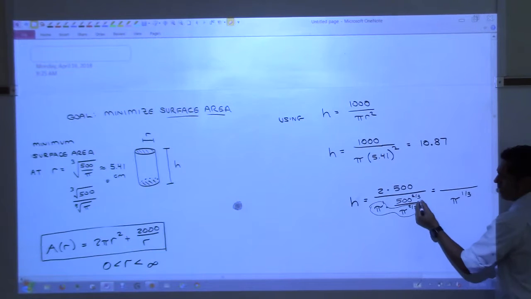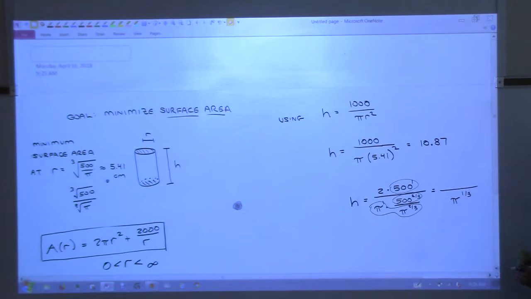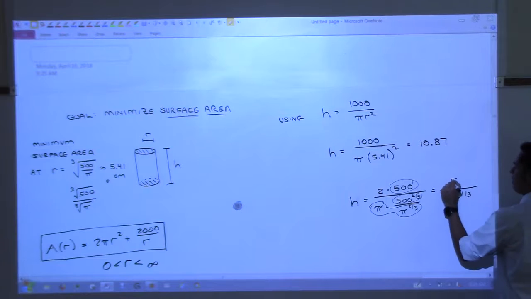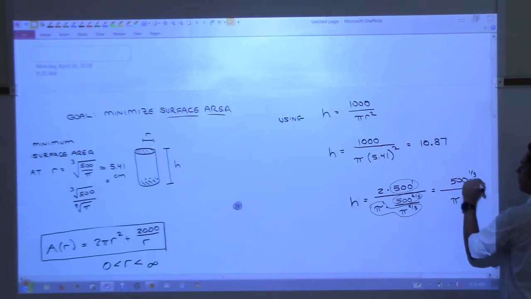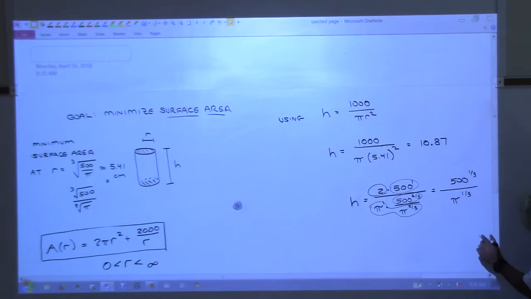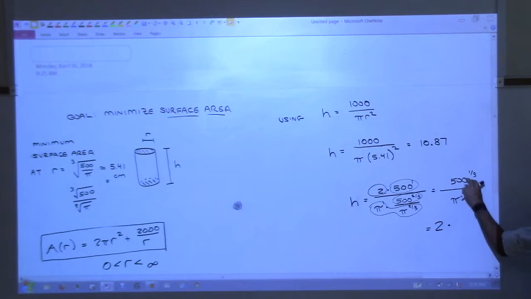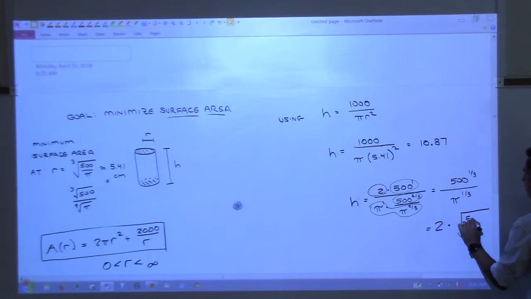Now, what about this 500 to the first power over 500 to the 2/3 power? Subtract the exponents. 1 minus 2/3 is 1/3 again. So isn't that 500 to the 1/3? And then isn't there a 2 sitting out in front of all that? Yes? So this is 2 times, and then if I put these back together, isn't that this?